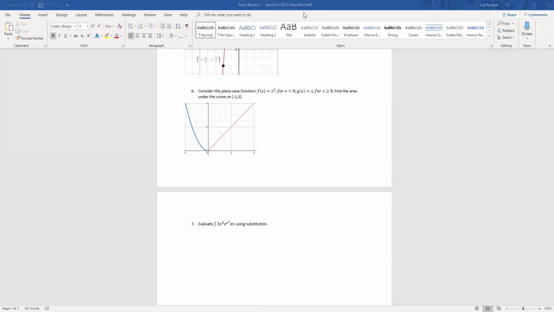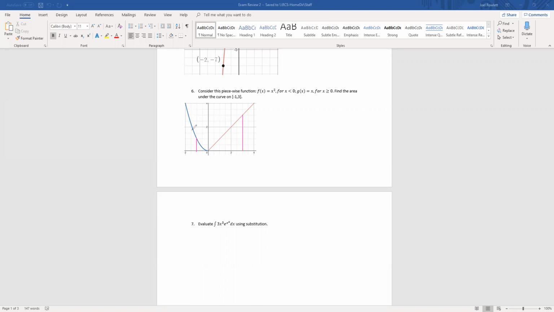Here we have a piecewise function. And the first function is graphed in blue. That's f of x, which is equal to x squared. And we're on that function if x is less than 0. And then if x is greater than or equal to 0, then we're on the line y is equal to x, which is graphed in red. And the question is, what would be the area under the curve between x is -1 to x is 3? Well, x is -1 would be about here, and x is 3 would be about here. And we just want to know, what would the area be?